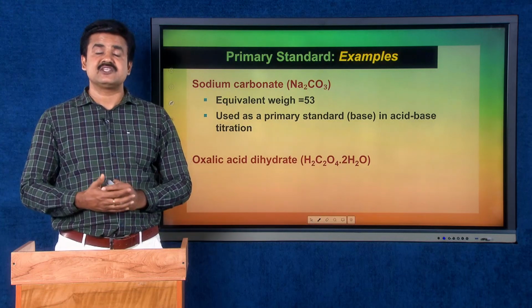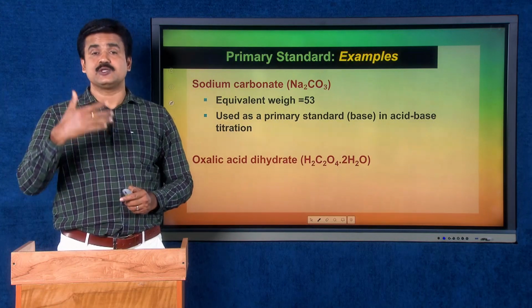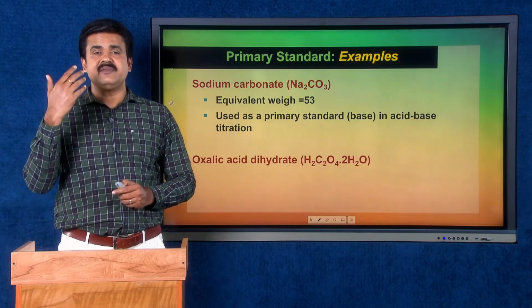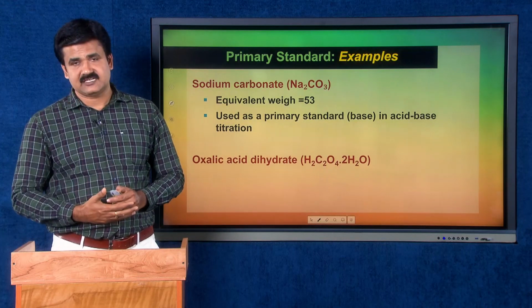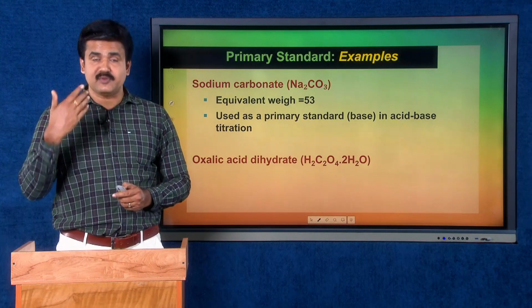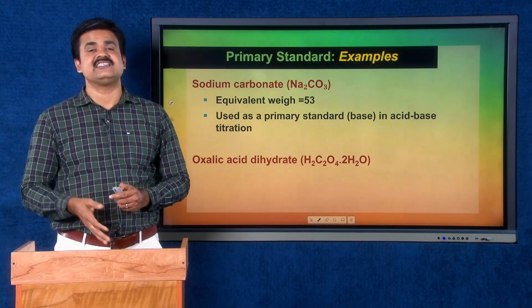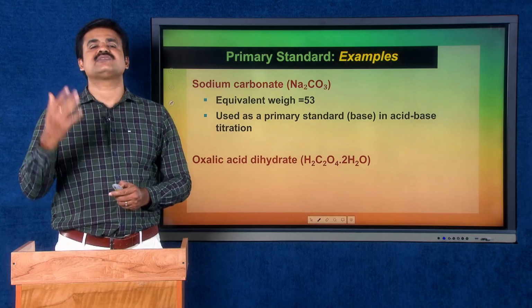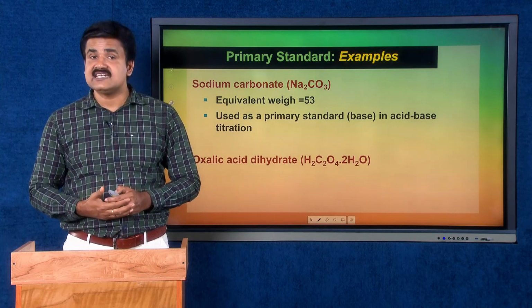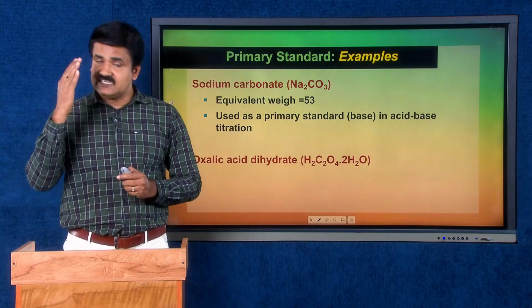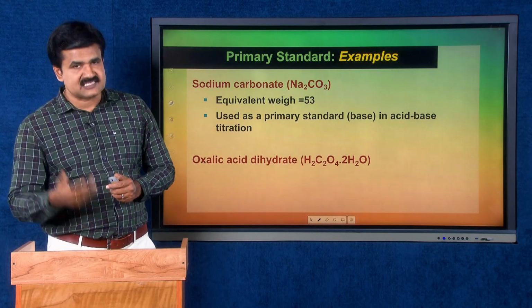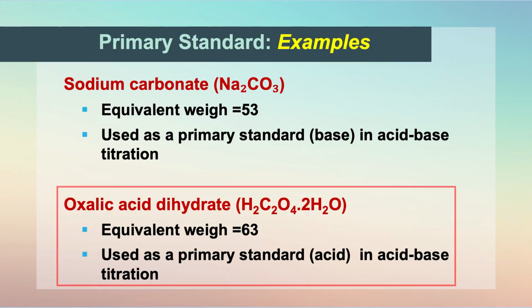COOH or simply H2C2O4. If it is associated with two molecules of hydration, it can be called oxalic acid dihydrate. Oxalic acid dihydrate is available in pure form. It is not hygroscopic. It is highly stable such that oxalic acid dihydrate can be considered a primary standard. Definitely, it leads to the formation of an acidic solution, and the equivalent weight of oxalic acid dihydrate will be equal to 63. It is used as a primary standard acid in acid-base titration.